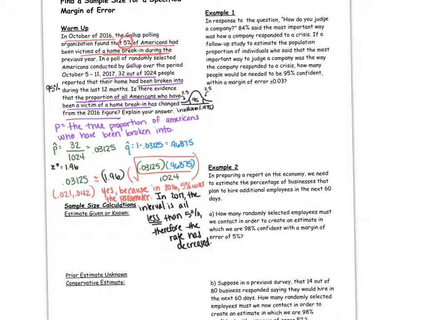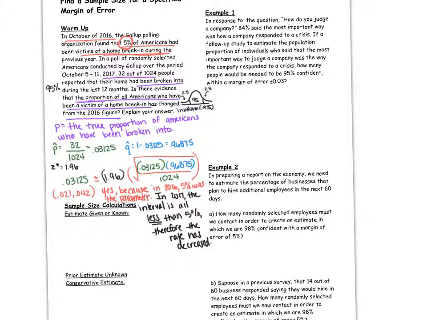84% said the most important way was how a company responded to a crisis. If a follow-up study were to estimate the population proportion of individuals who said that the most important way to judge a company was the way the company responded to a crisis, how many people would be needed to be 95% confident within a margin of error of plus or minus 3%?